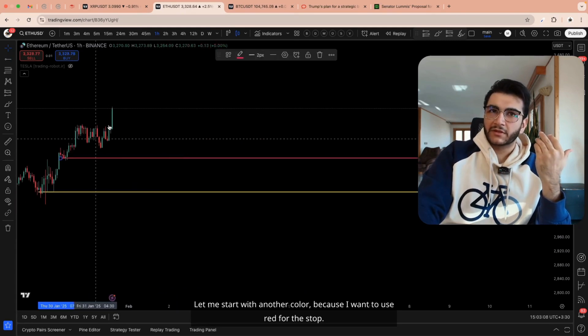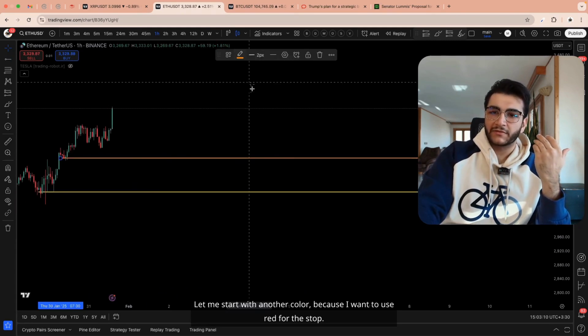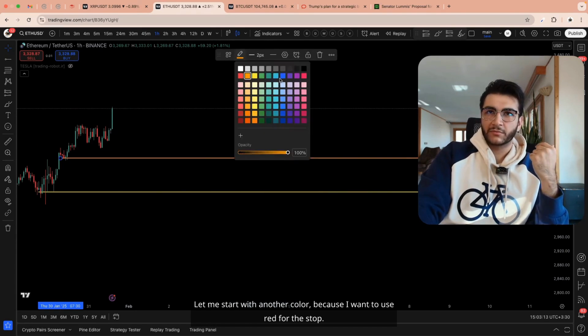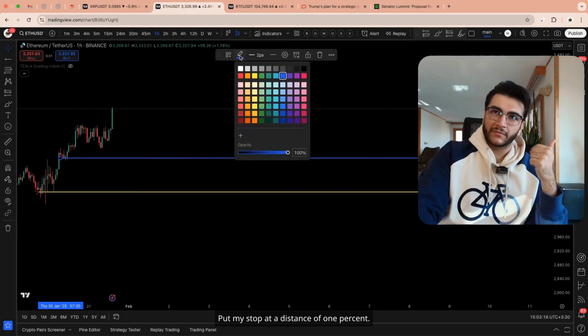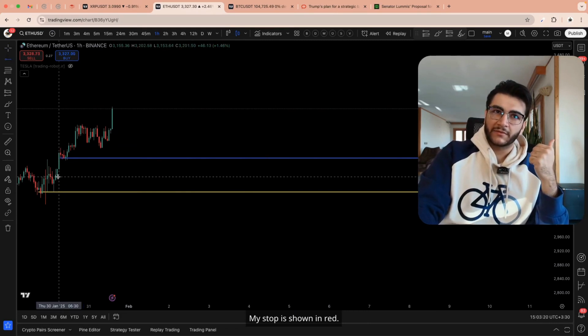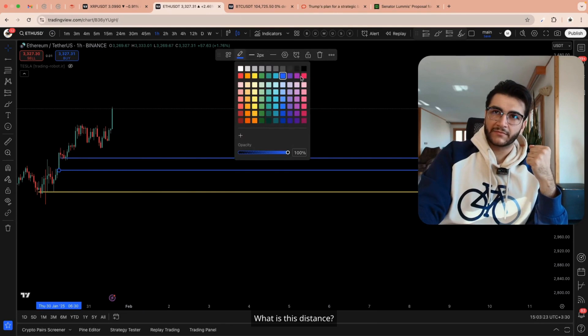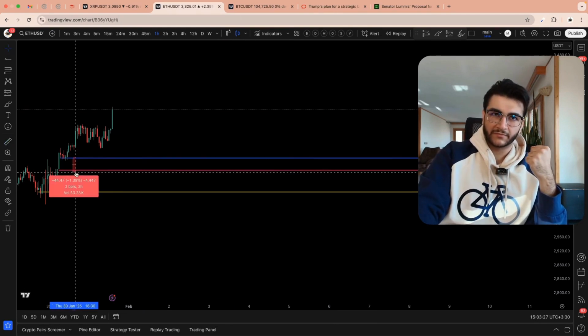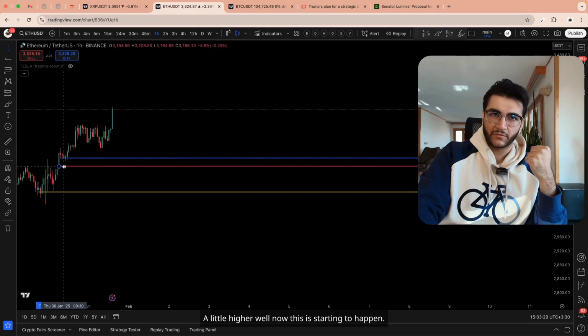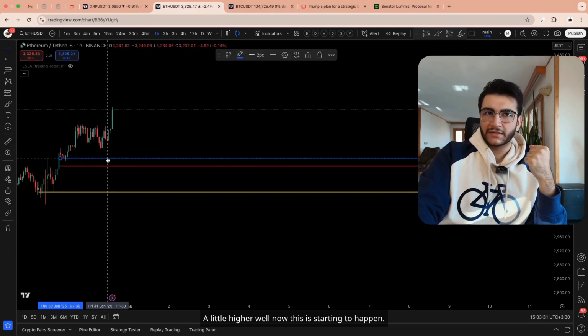Let me use another color, because I want to use red for the stop. Start with blue. Put my stop at a distance of 1%. My stop is shown in red. What is this distance? Is it 1%?